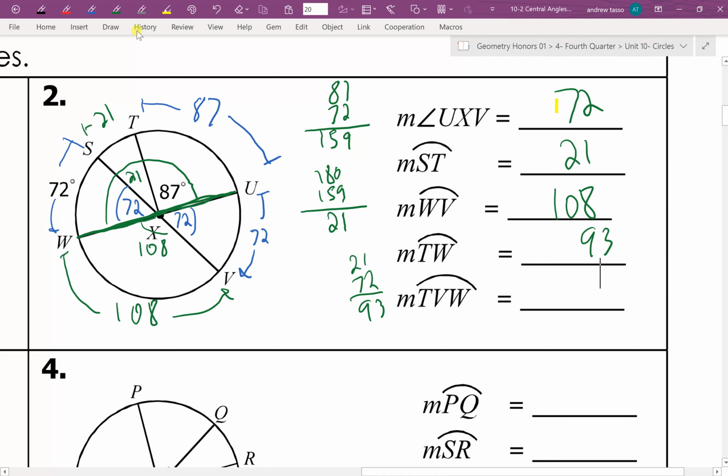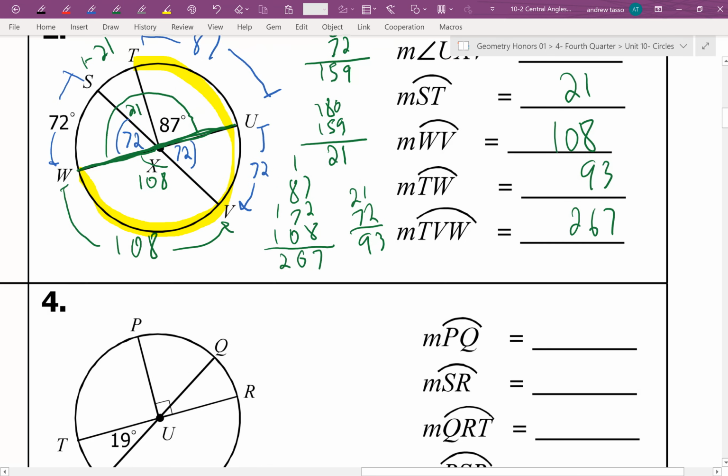Next, TVW, so this time it's a major arc, so we're going the long way around the circle, from T to V, then to W. So we can add 87, 72, and 108. So let's try 87, 72, and 108. So 8 and 2, 10, 17, 16, and 2, 267. Okay, next one.